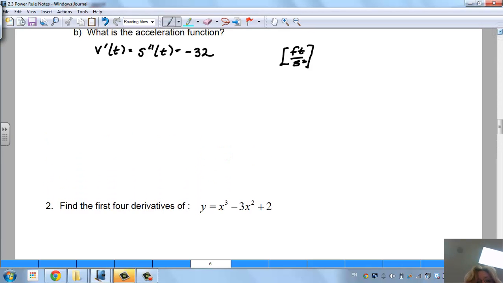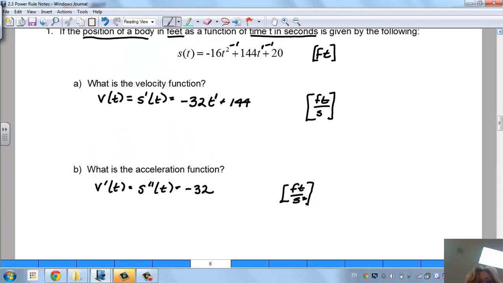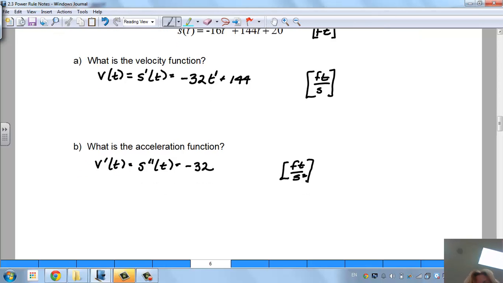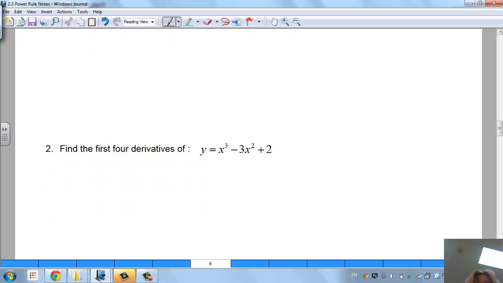Look what happened here. This function right here was a second degree polynomial. We did the first derivative, see how it dropped down a degree, and then we did the second derivative, we dropped down a degree to t to the 0, so we got down to a constant function. And let's look at this one. Let's see if this works with this one here.